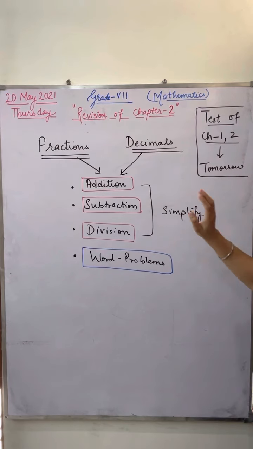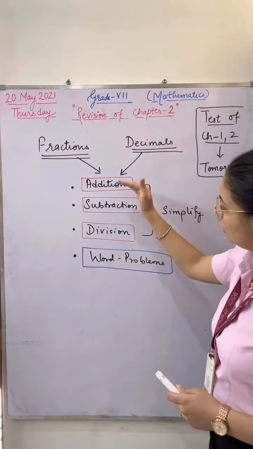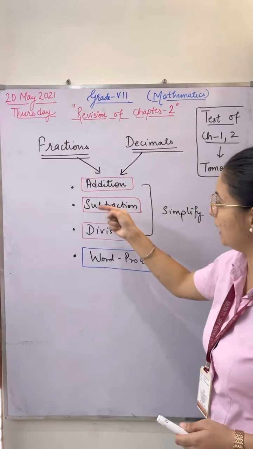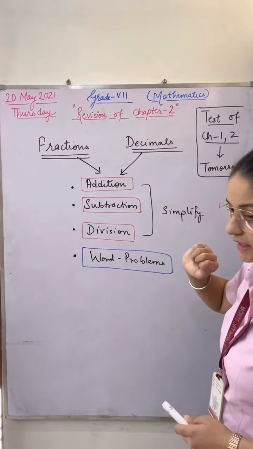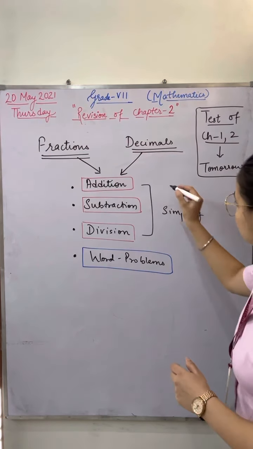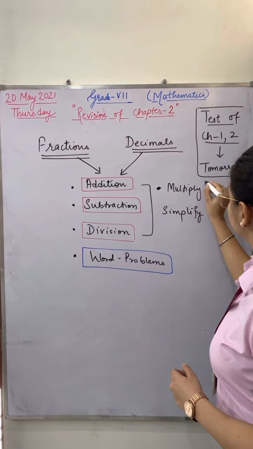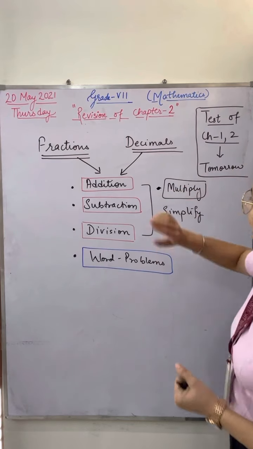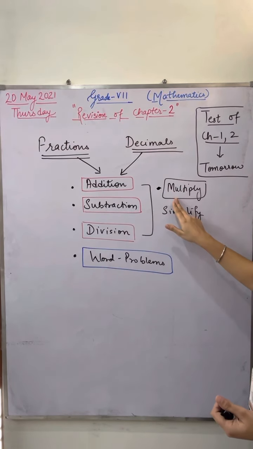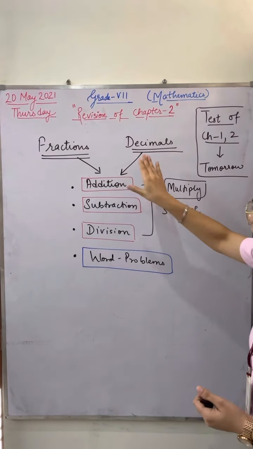In this chapter, in fractions and in decimals, we have done all these operations. How we can add fractions, how we can subtract, how we can divide the fractions. Similarly, how we can multiply also. Similarly, in the decimals, how we can add, subtract, multiply, and divide. All these things we have done in fractions and in decimals.